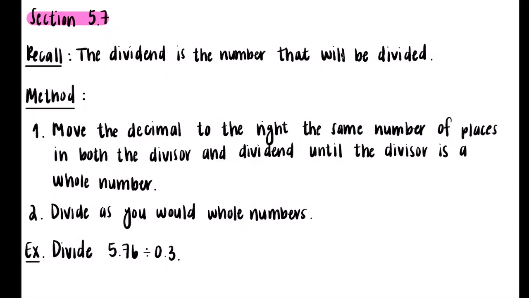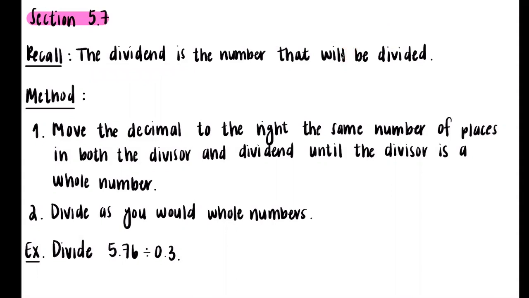One thing I just want to remind you guys, because it's kind of in the method, are the vocabulary words, and I did mention I don't use them too often. Just to recall, the dividend is the number that will be divided. Remember, if we have, for example, 12 divided by 3, 12 is the number being divided. So that's what we refer to as the dividend. And 3 is the divisor, the number we're dividing by.